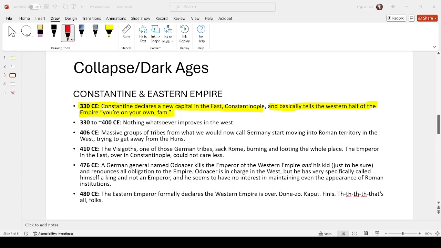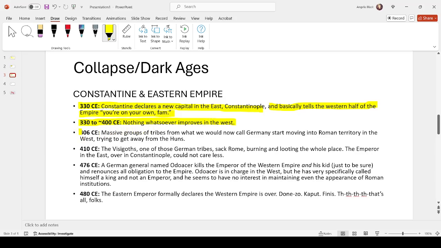I'm sure that you will agree that there's no way this plan could turn out badly, right? Obviously, it's going to. What we get is, for the balance of the fourth century, nothing whatsoever improves in the West. The Eastern Empire is stable and prosperous. The Western Empire is absolutely not.